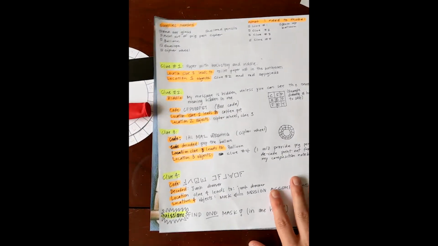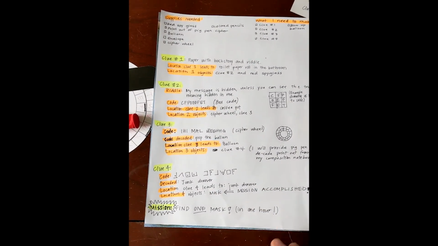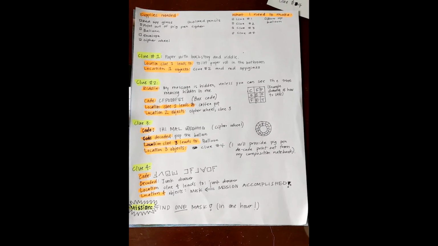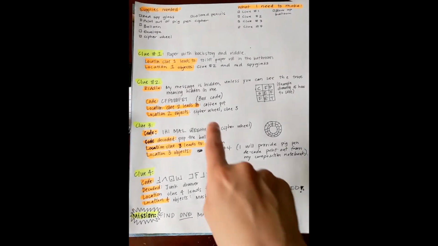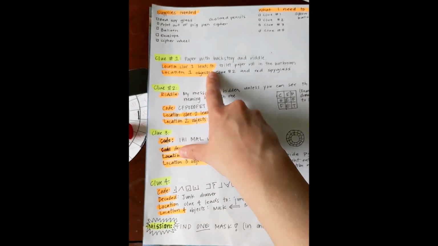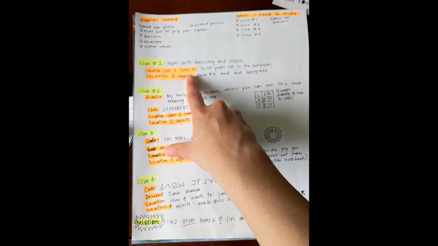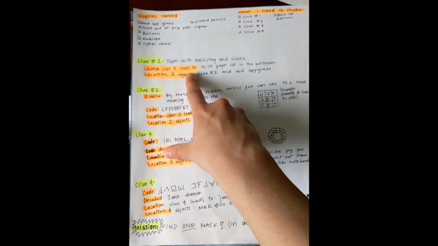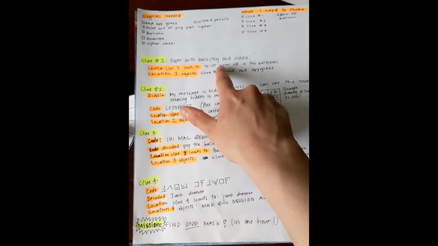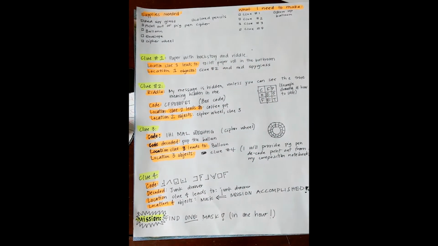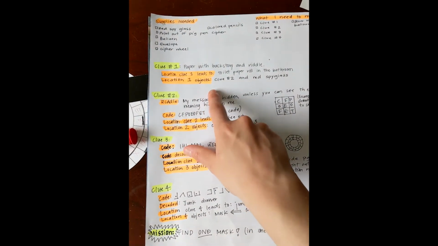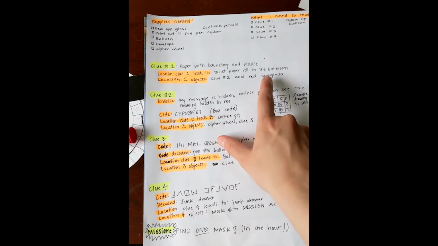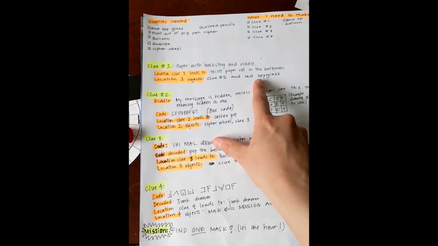So I added a few things to mine that weren't on the page that we have in your notebook, and I'm going to talk through why I think they're a little bit important. So one of the things that I've added is the location that the clue leads to. So you can see that in clue 1, my location leads to the toilet paper roll in the bathroom. And I've written that out so I know where I need to put clue number 2 and any items that they need to help crack clue number 2.